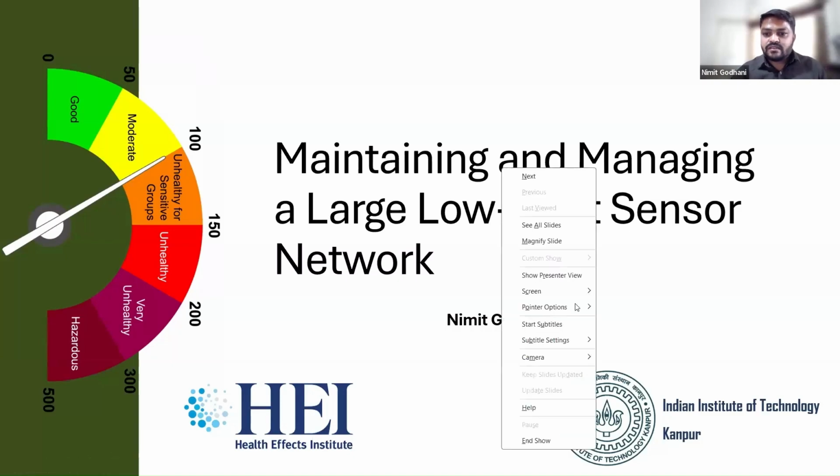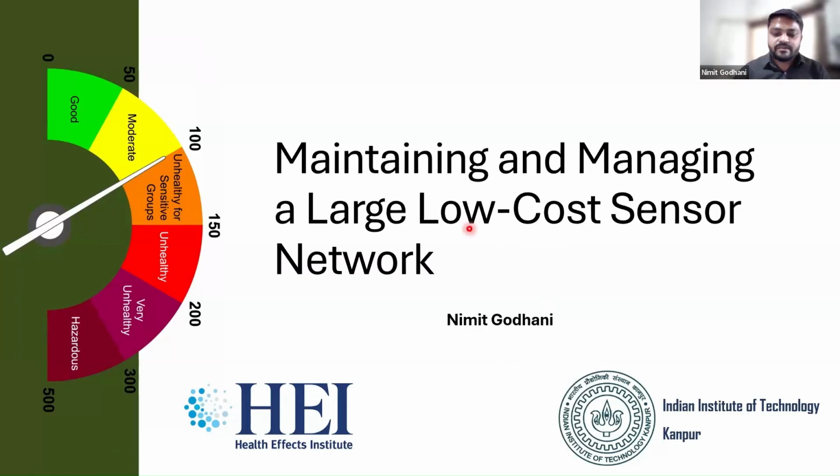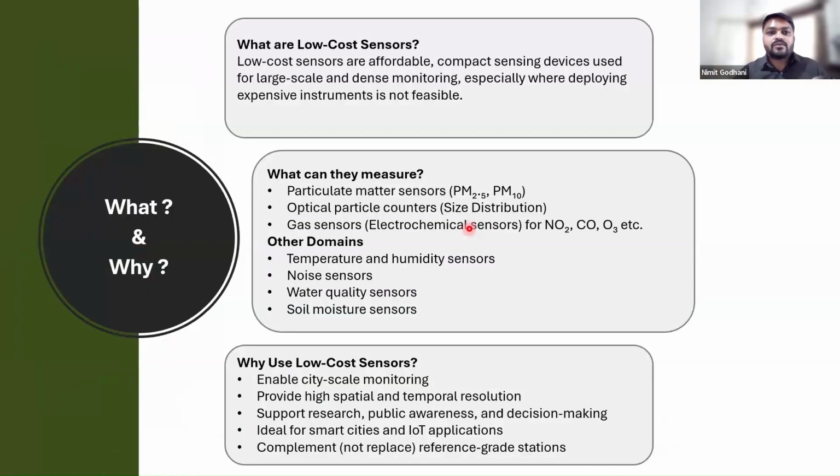Mainly, we work on the low-cost sensors that we have installed over UP and Bihar, about 1400 sensors. So what is a low-cost sensor? Low-cost sensors are affordable, compact sensing devices that can be easily scaled for dense monitoring, where deployment of expensive instruments is not feasible.